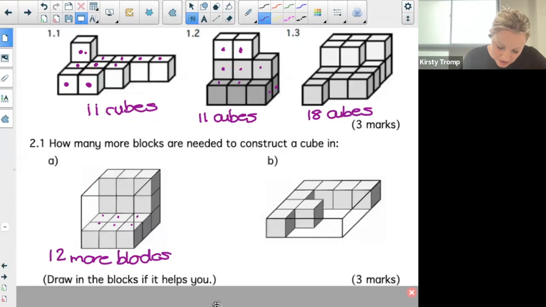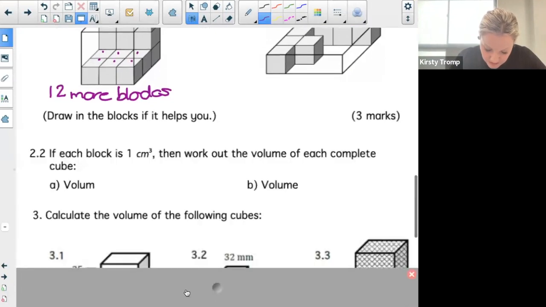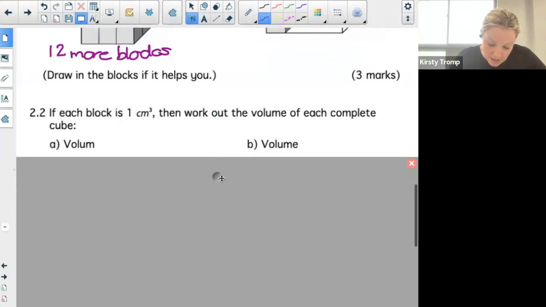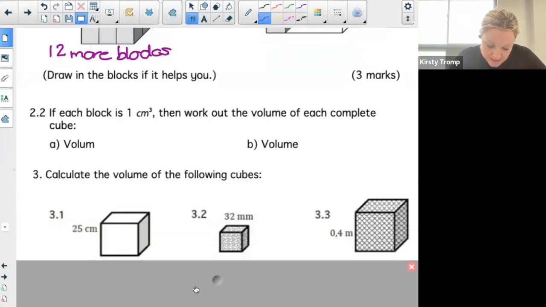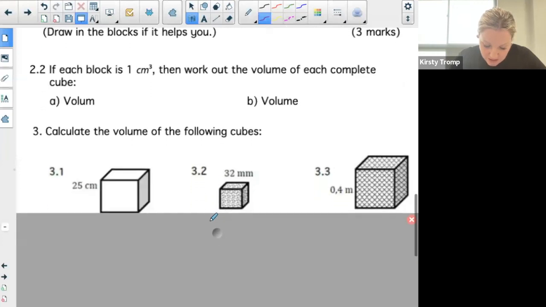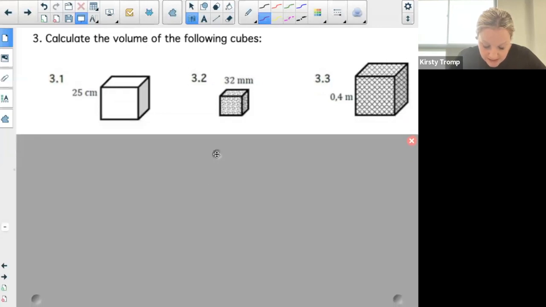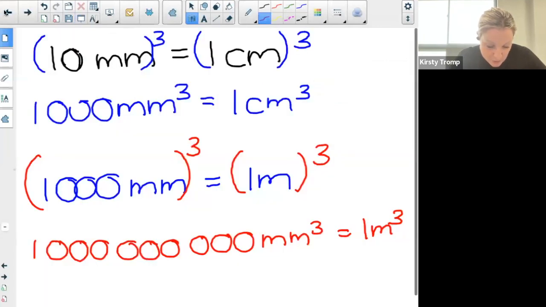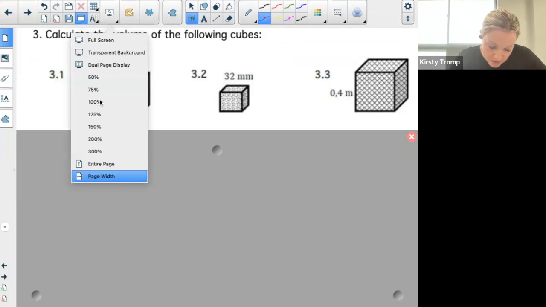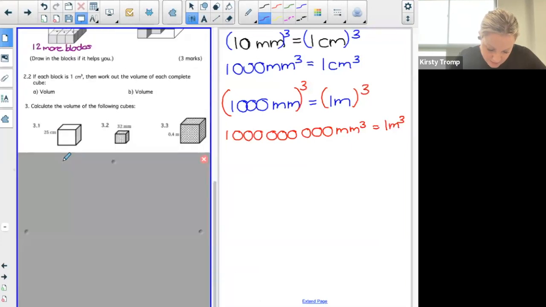Let's have a look at our next question. If each block is 1 centimeter squared, then work out the volume of each complete cube. I think we're going to skip that one for now because that one's a bit tricky and we don't really need to do it. We're going to move on and look at the next lot of questions, guys. I'm going to bring 2 pages up for us like this. Okay, I'm going to move down.